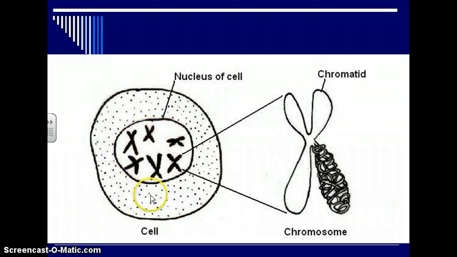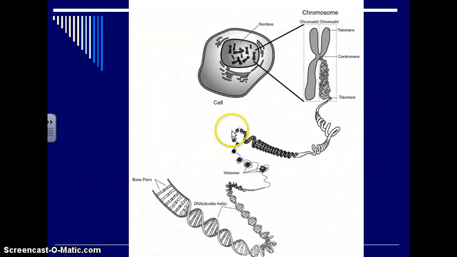This is a representation of a cell. Remember that the chromatin, the chromosomes, all the DNA genetic material in most cells is found in the nucleus. So these little X's represent our chromosomes that are in the nucleus. And another drawing that takes the DNA, the double helix, coils it up into histones, coils it up, shows you how it creates the telomere and the centromere. You don't have to write any of that down.